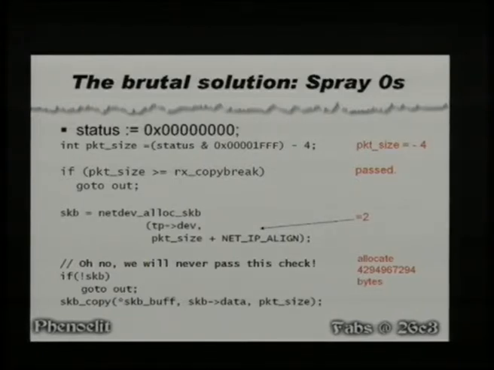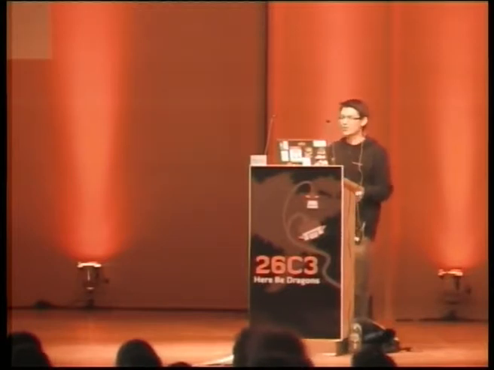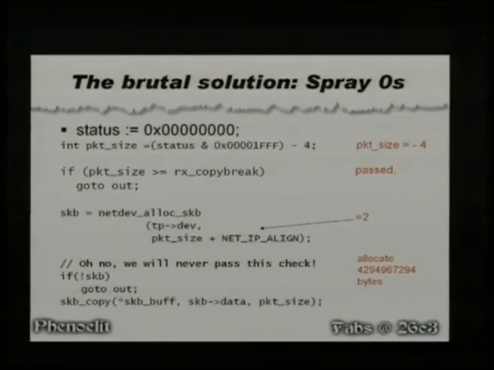I like this a lot more. The brutal case, you spray zeros, so then you get a packet size of -4. And then you need to pass that first check, and you do pass the check because these are both signed integers, so it's a signed check, and you'll just see, oh, packet size is -4, and RX copy break is, I don't know, 1000 or something like that, and you pass the first check.